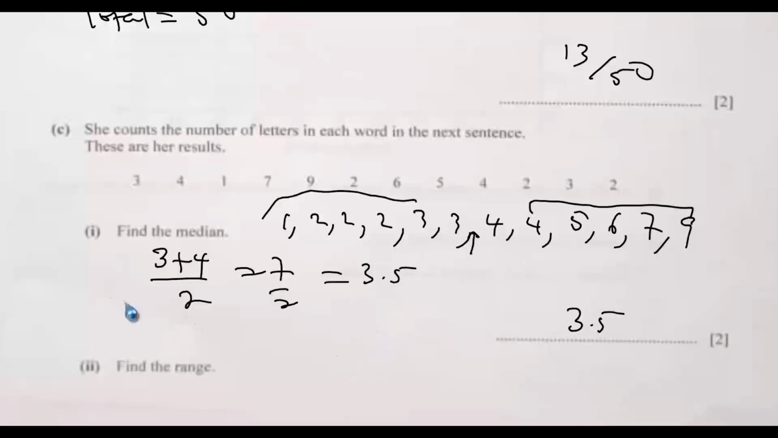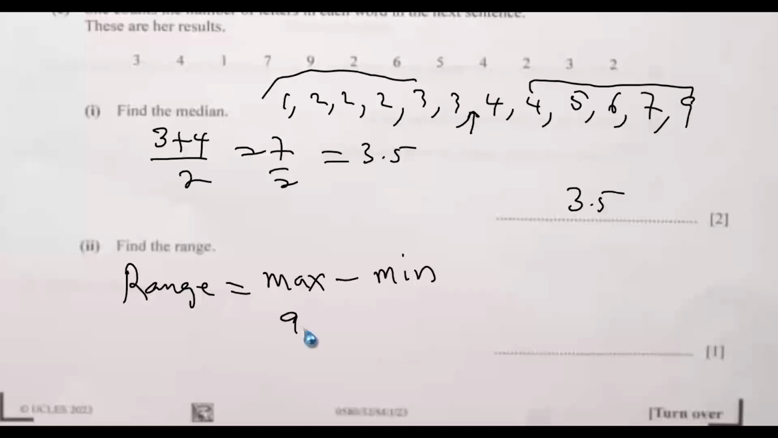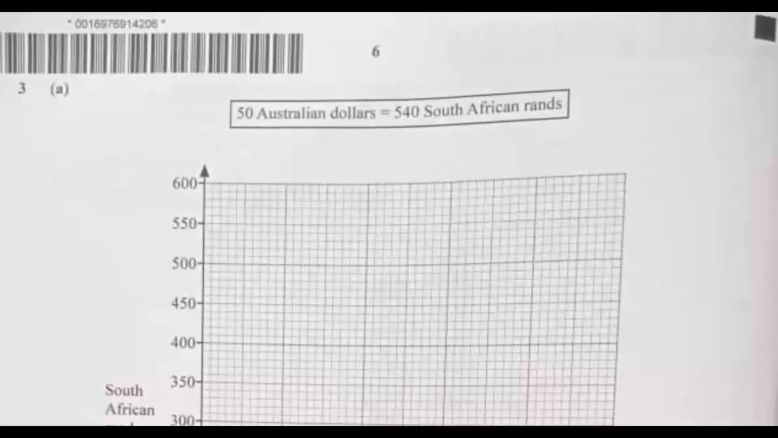So that is 3.5. So we need to find the range. Okay, so let's scroll down a little bit. So to find the range is equals to the maximum number written as max minus the minimum number written as min. So that will be 9 take away 1, and that will surely be 8. So that will be the solution to that question. So we need to go to the next question, and that will be question 3.